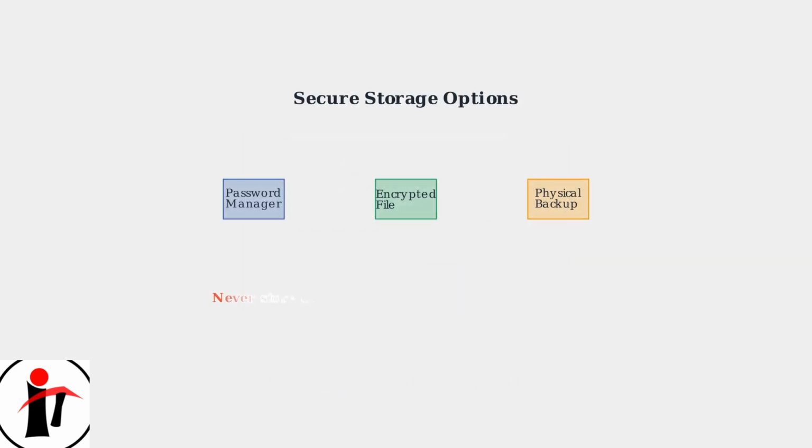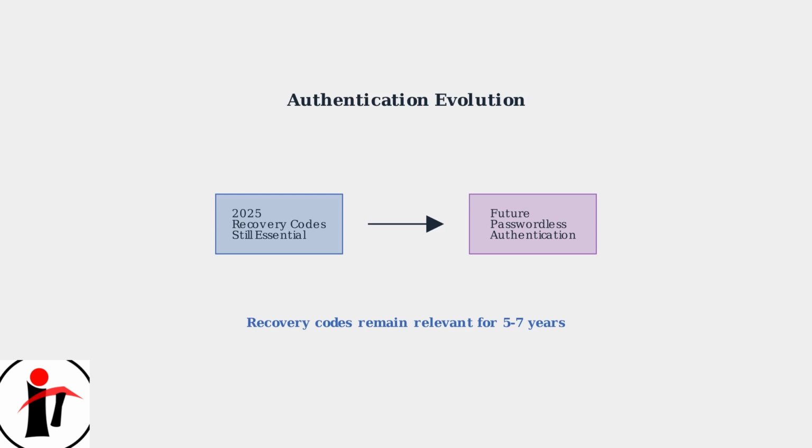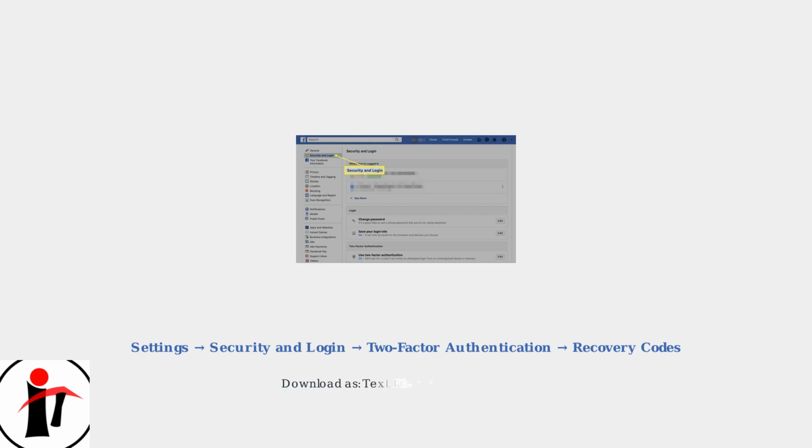Secure storage is absolutely crucial for recovery codes. Each code works only once, so you must keep them safe and accessible when needed. While Meta is moving toward passwordless authentication using biometrics and hardware keys, recovery codes remain an essential backup method for account security in 2025.